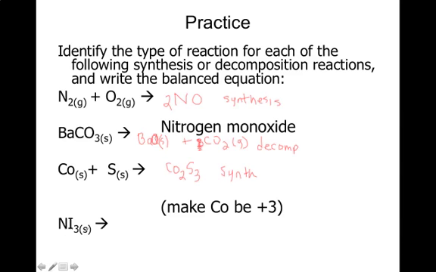Okay, nitrogen triiodide. Break that apart into nitrogen gas and iodine gas. Okay, if we put a 2 here, then we put a 3 here, we're balanced, and this is a decomposition reaction. It's where this breaks apart into 2 or more things.